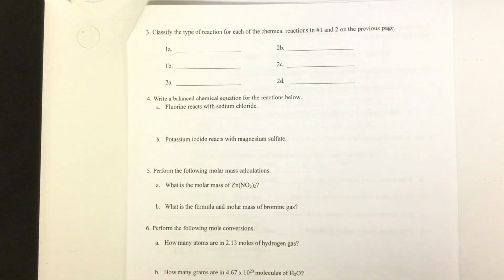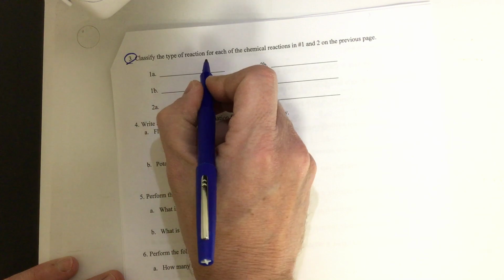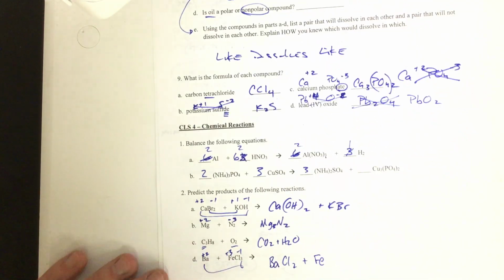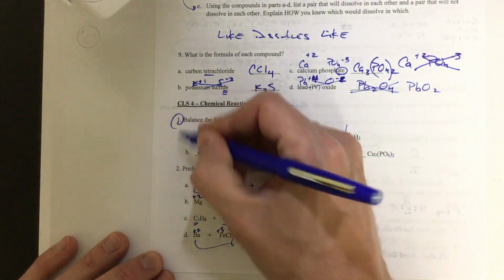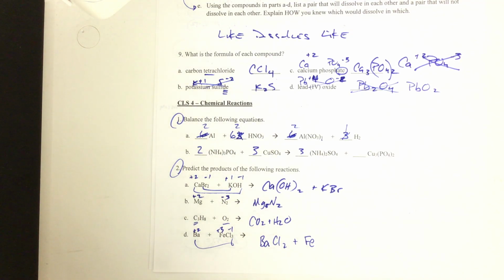All right, we're looking at page 5 of the review packet. These top questions say to look at the reaction from number 1 and 2 on the previous page. So to answer these questions, I'm simply just going to look at these. Okay, it's asking about 1 and 2 here, so we'll answer it just looking directly at those questions.